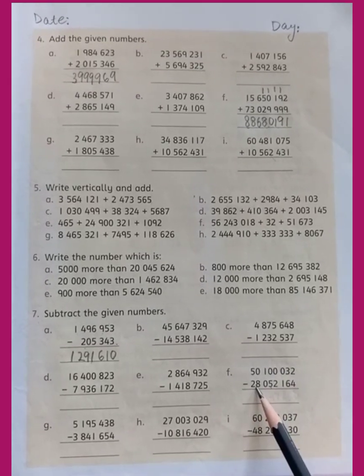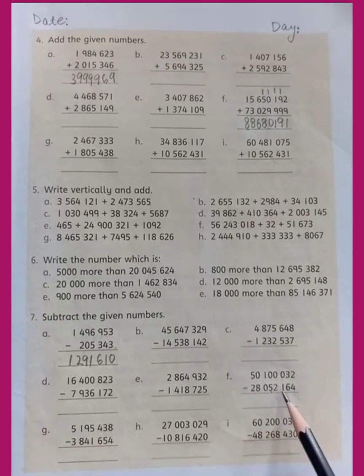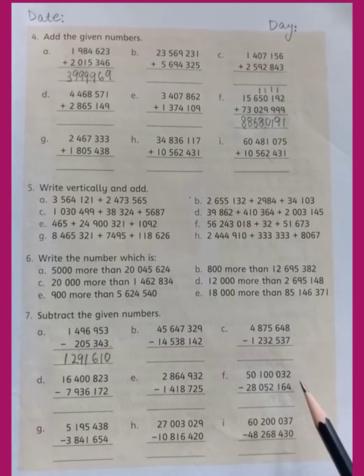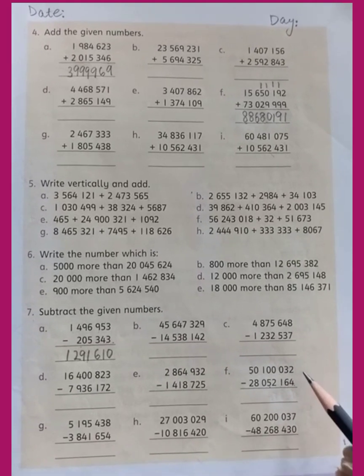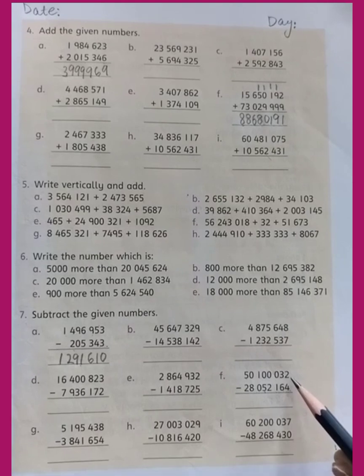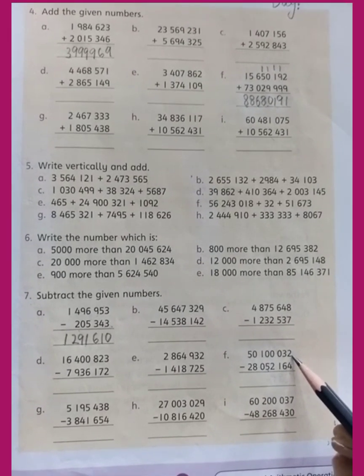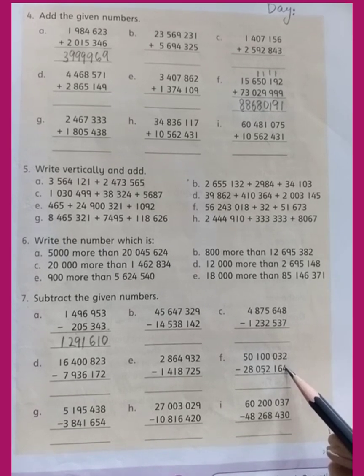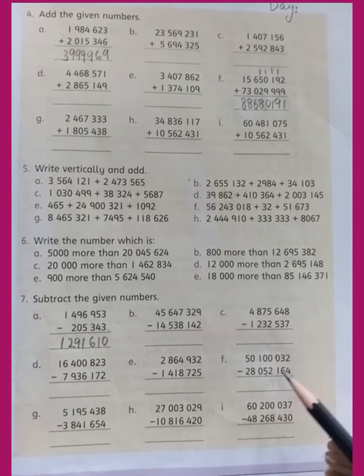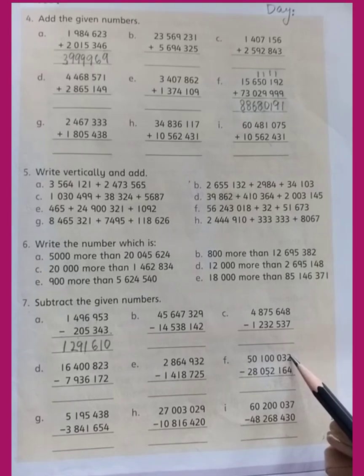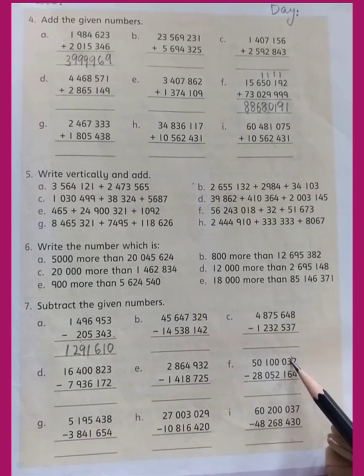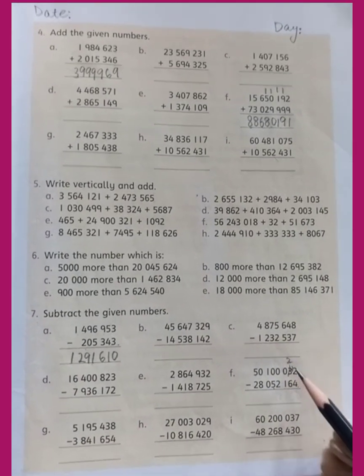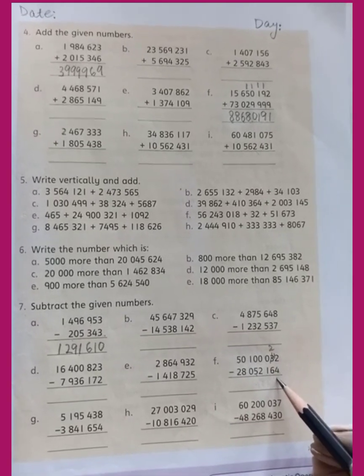50,100,032 minus 28,052,164. Students, we will start subtracting them from the ones place, but 2 is smaller than 4. We need to borrow. It will borrow from the tens place, so 2 becomes 12. 12 minus 4, 8.